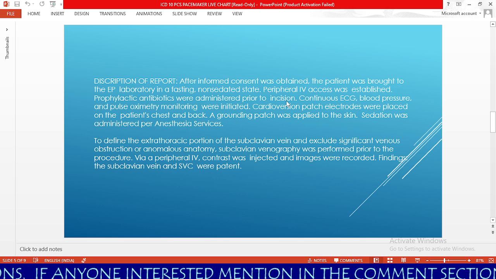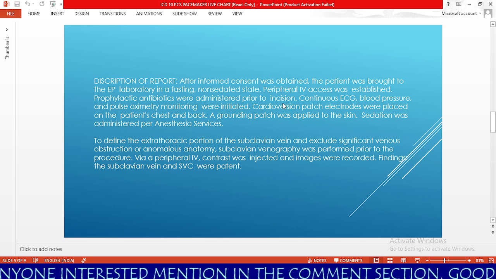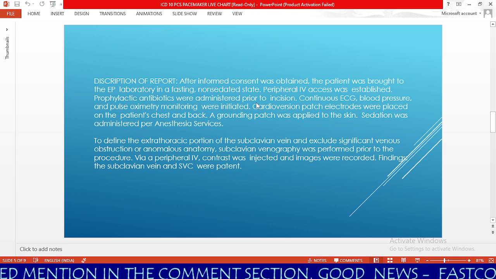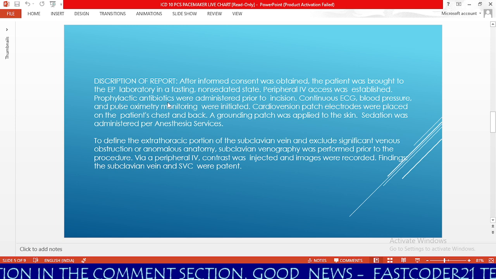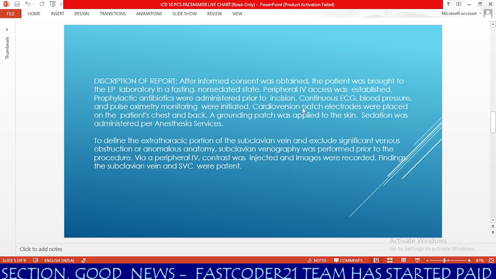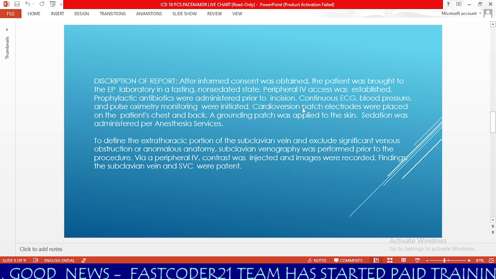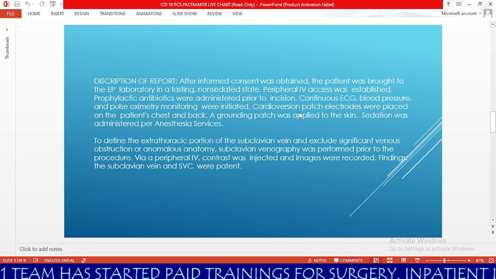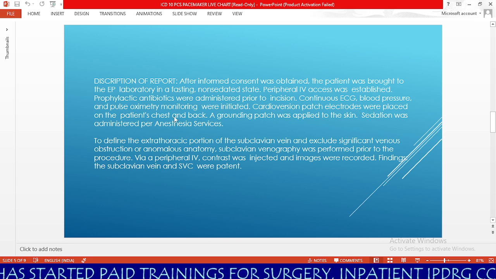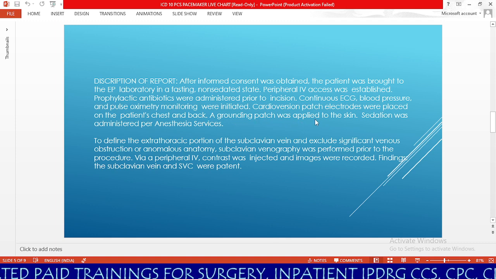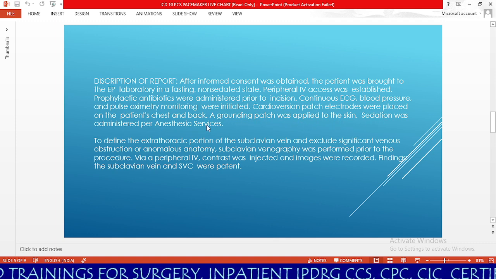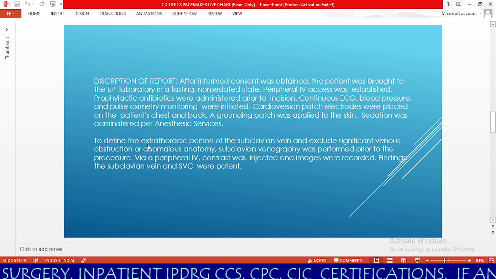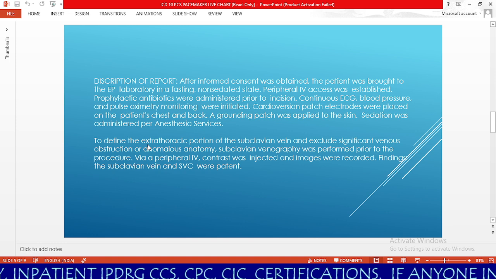So in order to place our pacemaker generator, the physician needs to create an incision. Before creating this incision, the physician has provided prophylactic antibiotics. Along with prophylactic antibiotics, the physician has provided continuous ECG, blood pressure and pulse oximetry monitoring. Also, cardioversion patch electrodes were placed on the patient's chest and back. A grounding patch was applied to the skin. Sedation was administered per anesthesia services. Here we need to read a few more operative report lines in order to understand it properly.